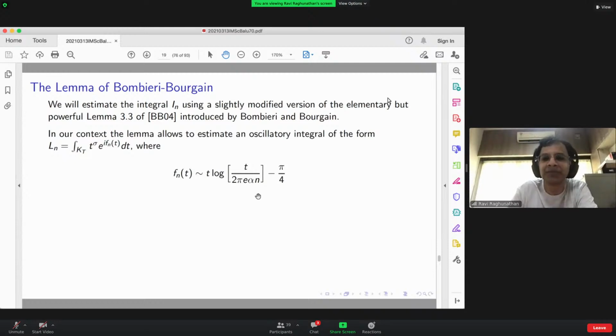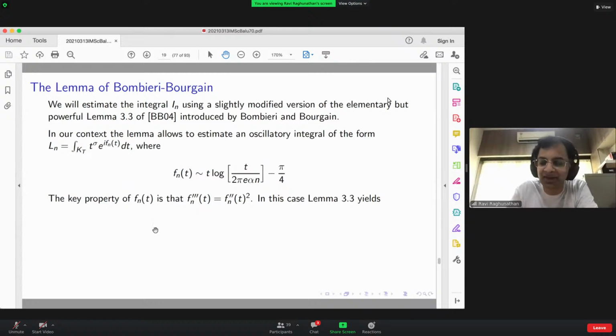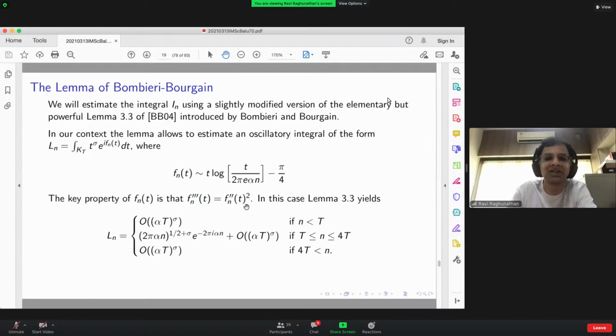That's the key point. What is the real point about fnt? The real point is that f triple prime t is nothing but f double prime t square. Okay, that's the key point that makes everything in these arguments work. So if you look at fn double prime t, that looks like 1 over t, and fn triple prime t looks like 1 over t square. So if I square this second derivative, I get the third derivative. That's how all of these things happen.